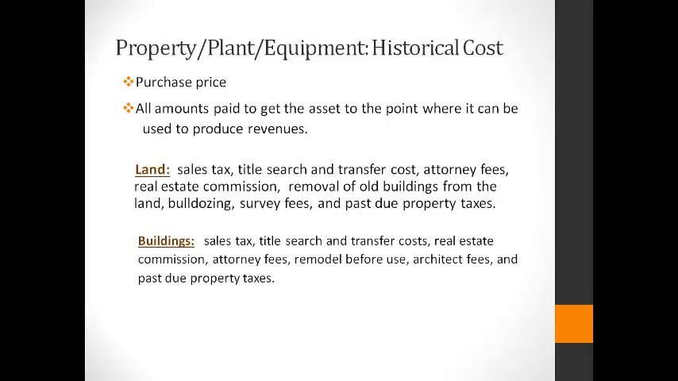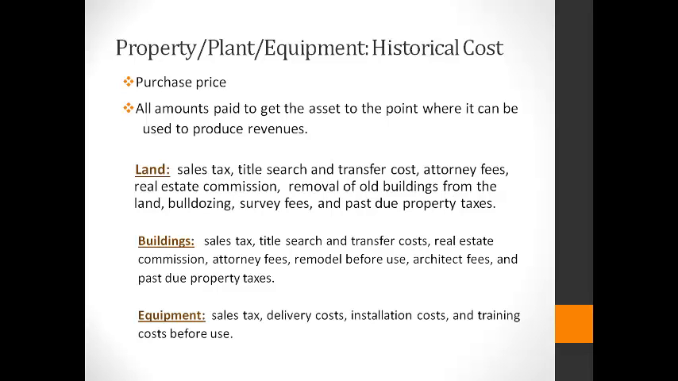The cost of getting buildings ready to use often includes sales tax, title search, transfer cost, real estate commissions, attorney fees, any remodel before use, architect fees, and past due property taxes. And the cost of getting equipment ready to use often includes sales tax, delivery cost, installation cost, and all training costs before using the asset to produce revenues. Costs incurred as the company uses the asset to produce revenues are expensed.